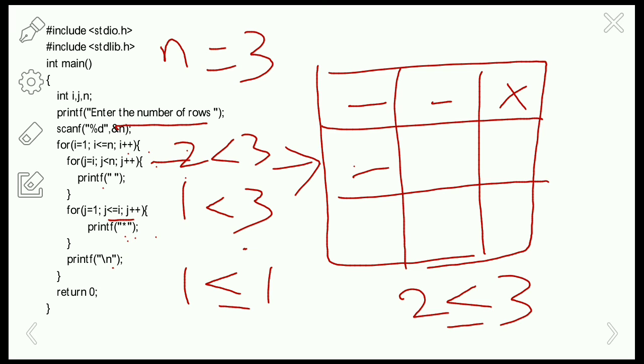And remember one thing, these two for loops are independent, right? The space loop and star loop are independent. So the execution of this one or that one doesn't impact the other.